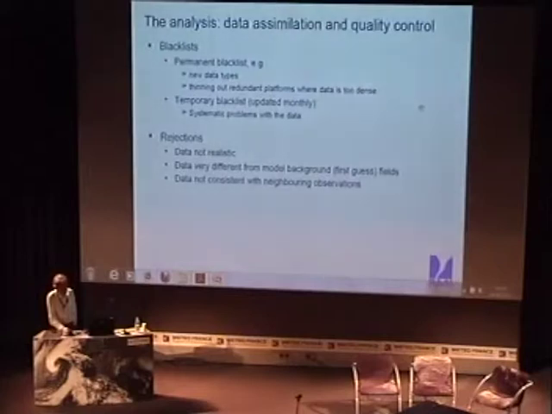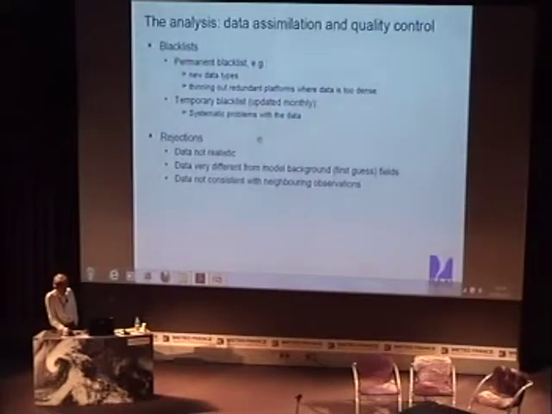And of course, this data, as has been said several times today, is not perfect. There are issues, and the analysis scheme is trying to reject the bad data, the data that is not realistic, or that is very different from the model background. And also data that is not consistent with neighboring observations. So in the analysis scheme, there are all sorts of routines that check on that in order to get rid of as much as possible of bad data.